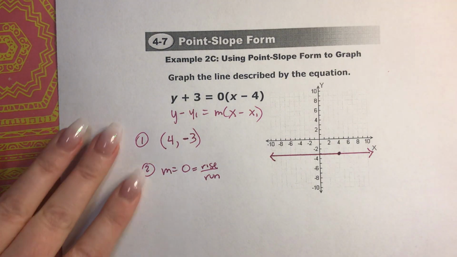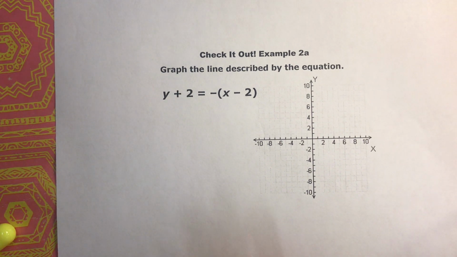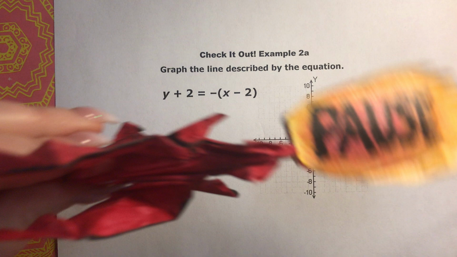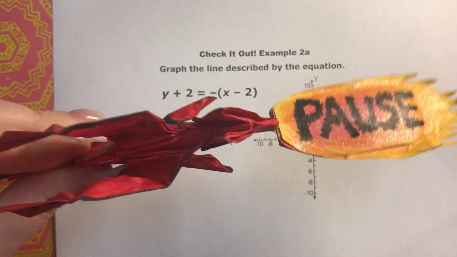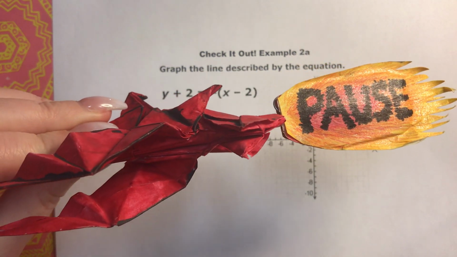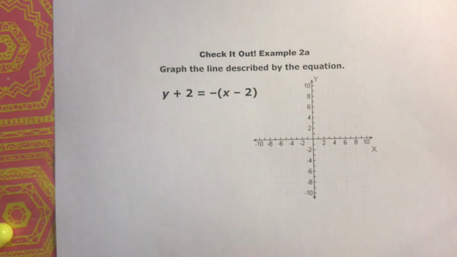Perfect. Okay, now it's time for you to check it out. So I want you to try to graph this using point slope form. All right, here's my friend the pause dragon. Remind you to pause your device. Go ahead and work the problem out. When you get done, press play and we'll talk about it together. All right, see you in a bit.